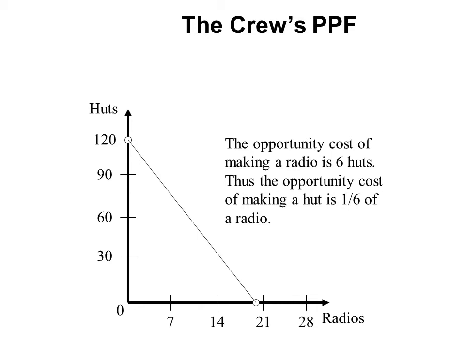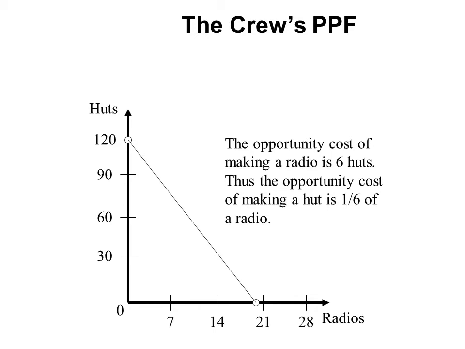But to calculate opportunity cost, one simply takes potential radio production, 20, put that on your denominator, against potential hut production, 120, put that on your numerator. 120 over 20 equals 6. So 120 divided by 20, therefore, the opportunity cost of a radio is 6 huts. That is to say, every time the crew wants a radio, they have to give up exactly 6 huts. To figure out the opportunity cost of a hut, you simply invert the fraction, 20 over 120, and the opportunity cost of a hut is 1/6 of a radio.